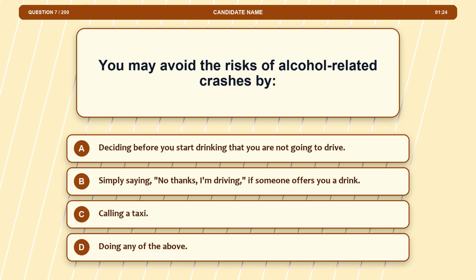Question 7. You may avoid the risks of alcohol-related crashes by Option A. Deciding before you start drinking that you are not going to drive. Option B. Simply saying, "No thanks, I'm driving," if someone offers you a drink. Option C. Calling a taxi. Option D. Doing any of the above.